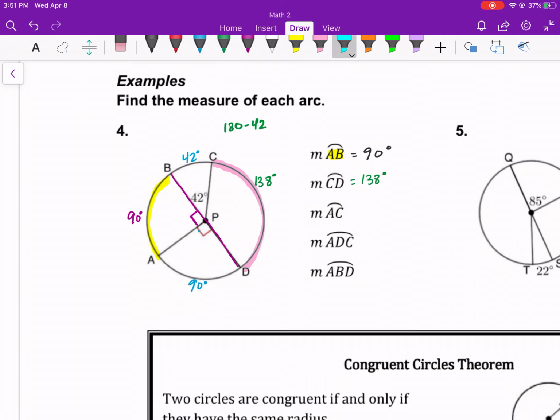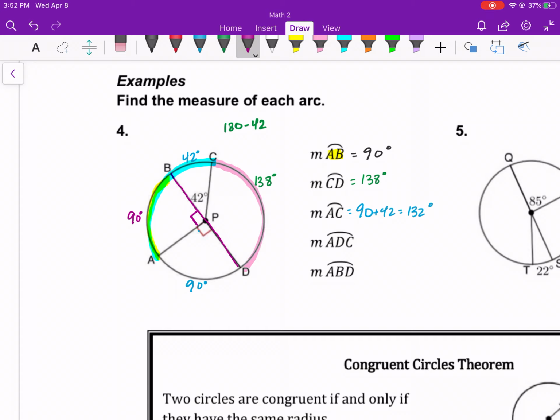Let's go to AC. So minor arc AC is right here. Since it didn't have a third letter, technically you could have an arc going this way from A to C, but because there were only two letters, that's why I knew it was the minor arc, or the smaller one. Okay, so just as a reminder, I just need to add 90 plus 42, and you get 132 degrees.